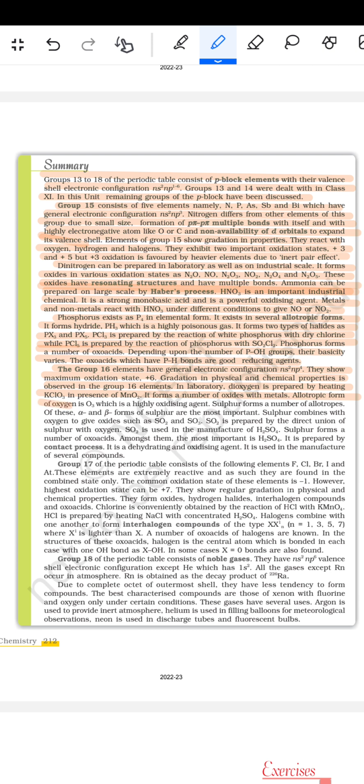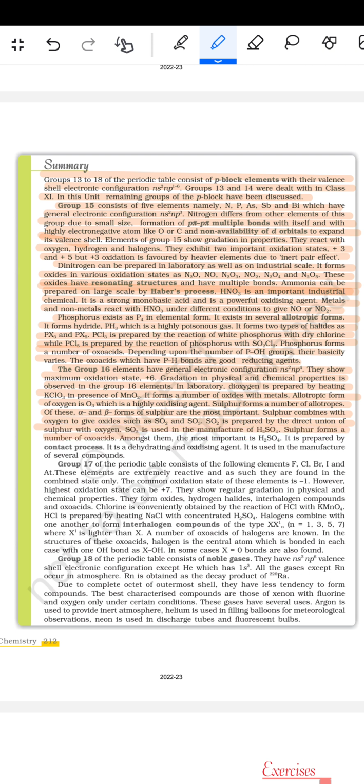The allotropic form of oxygen is O3, which is a highly oxidizing agent. Sulfur forms a number of allotropes. Of these, alpha and beta forms of sulfur are the most important. Sulfur combines with oxygen to give oxides such as SO2 and SO3. SO2 is prepared by the direct union of sulfur with oxygen. SO2 is used in the manufacture of H2SO4.